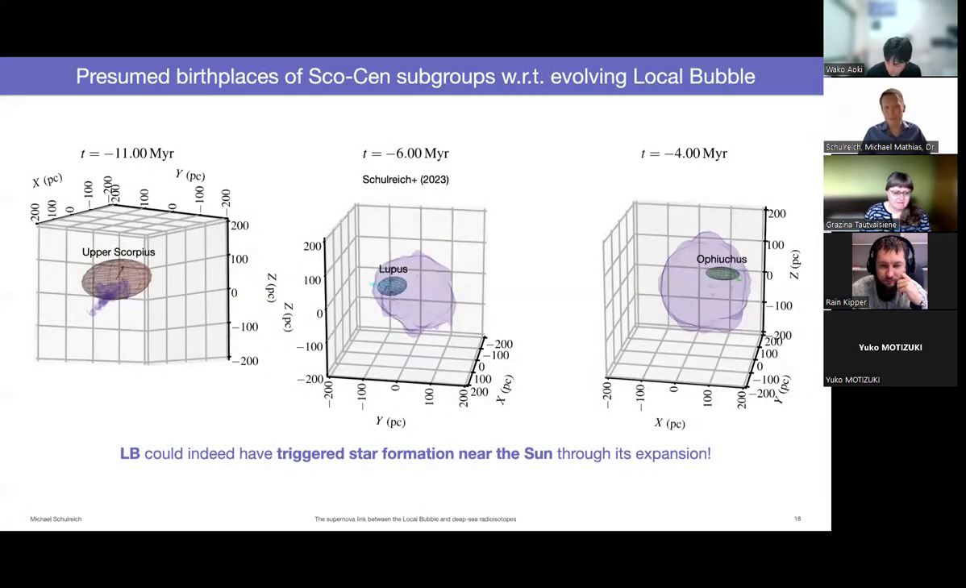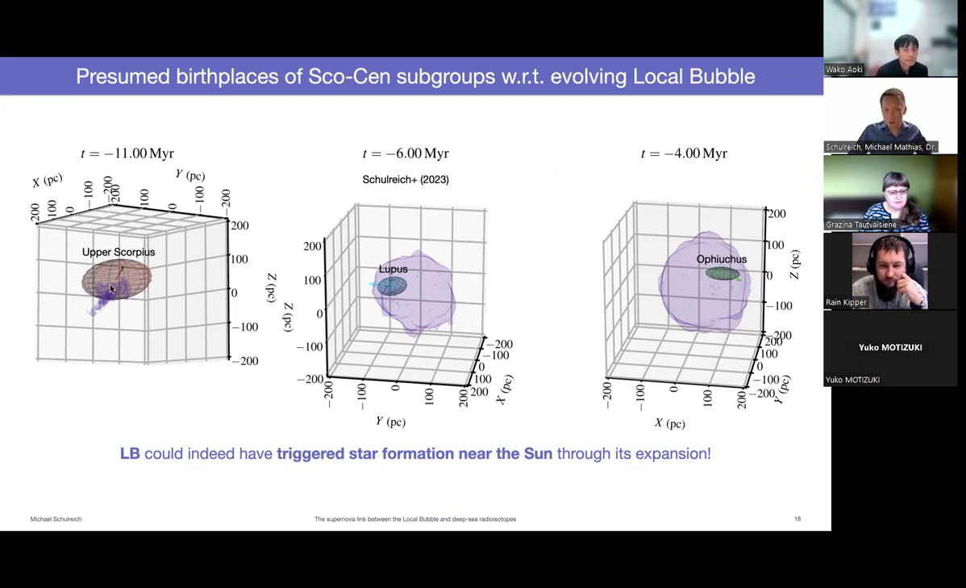And on this last slide, not counting my summary, I show you the presumed birthplaces of Sco-Cen subgroups with respect to the evolving local bubble. So in particular, you see here in purple in each panel the enveloping surface of the local bubble, together with the 3 sigma error ellipsoids of the centroids computed for the 10,000 realizations of all the populations that are not the progenitor populations. So here for Upper Scorpius, for Lupus, and for Ophiuchus at their respective birth times.